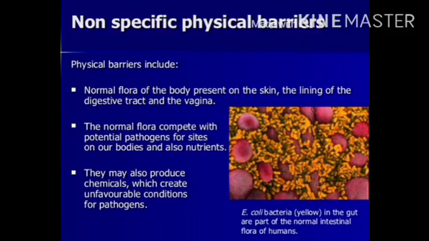Normal flora of the body are present on the skin, the lining of the digestive tract and the vagina. The normal flora compete with potential pathogens for sites on our bodies and also for nutrients. They may also produce chemicals which create unfavorable conditions for pathogens.